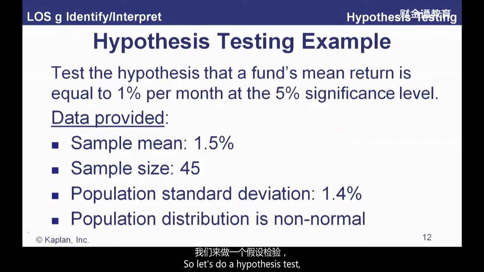So let's do a hypothesis test. We've been talking about it long enough. Let's see one. Let's test the hypothesis that a fund's mean return is equal to 1% a month, and let's test it at the 5% level of significance. So here's our data. The sample mean is 1.5%. That's our monthly return on our portfolio. The sample size is 45. Population standard deviation is 1.4%. And we think this population distribution is non-normal. That is, we can't confirm that it is normal, so we're going to have to treat it as non-normal.